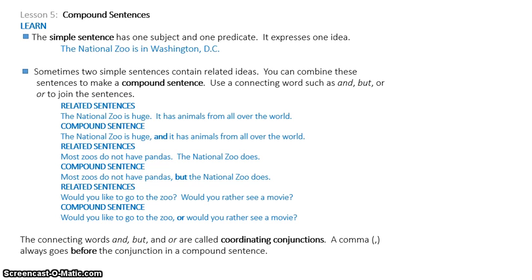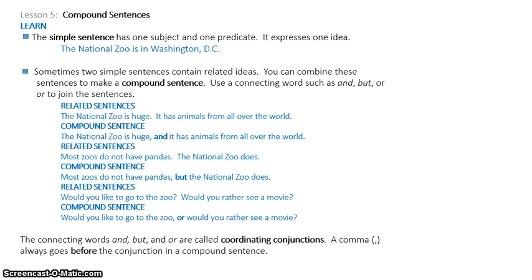The third example they give you, it says, would you like to go to the zoo? Would you rather see a movie? Now, if I combine those, I could say, would you like to go to the zoo, comma, or would you rather see a movie? It says the connecting words and, but, and or are all called coordinating conjunctions. A comma always goes before the conjunction in a compound sentence.